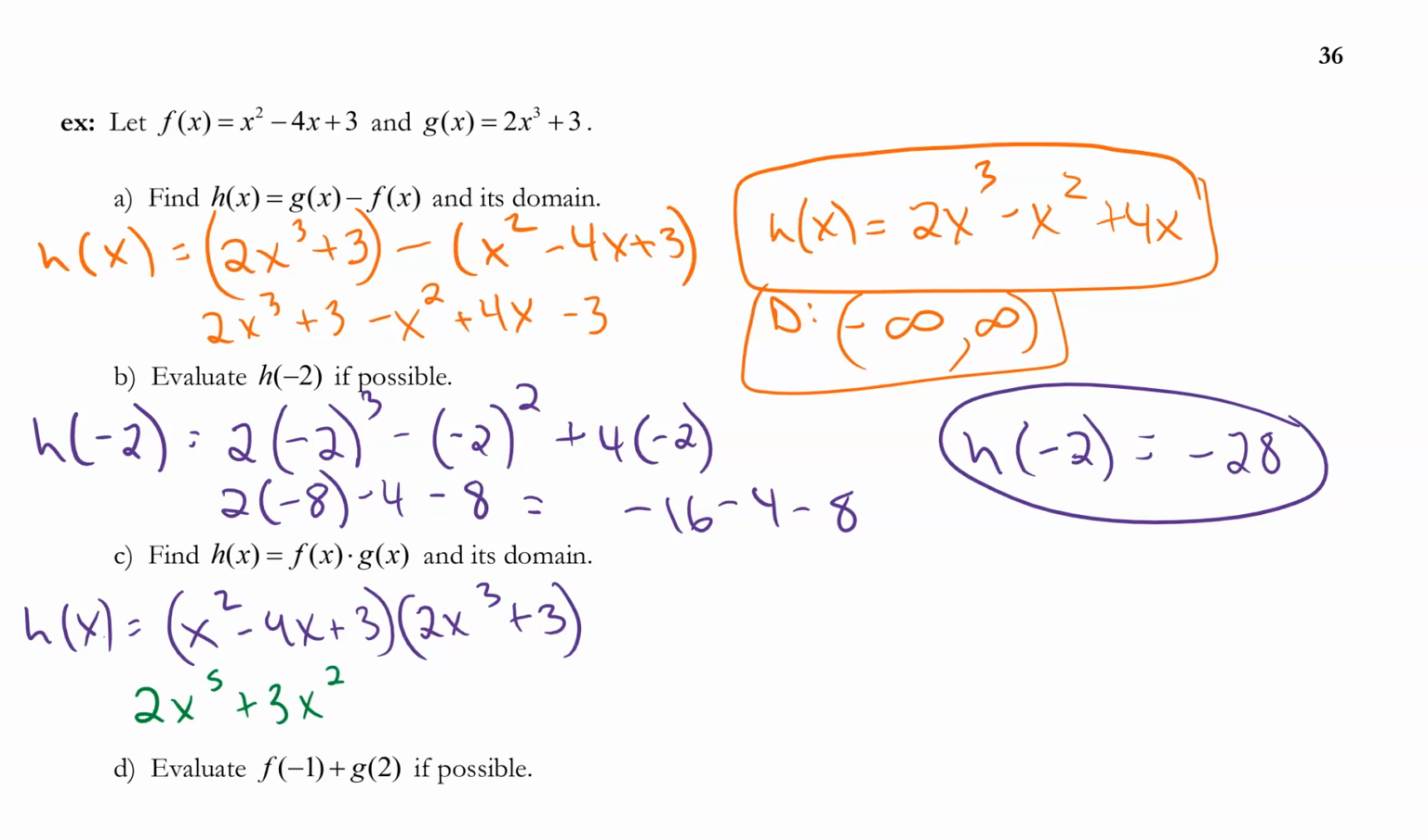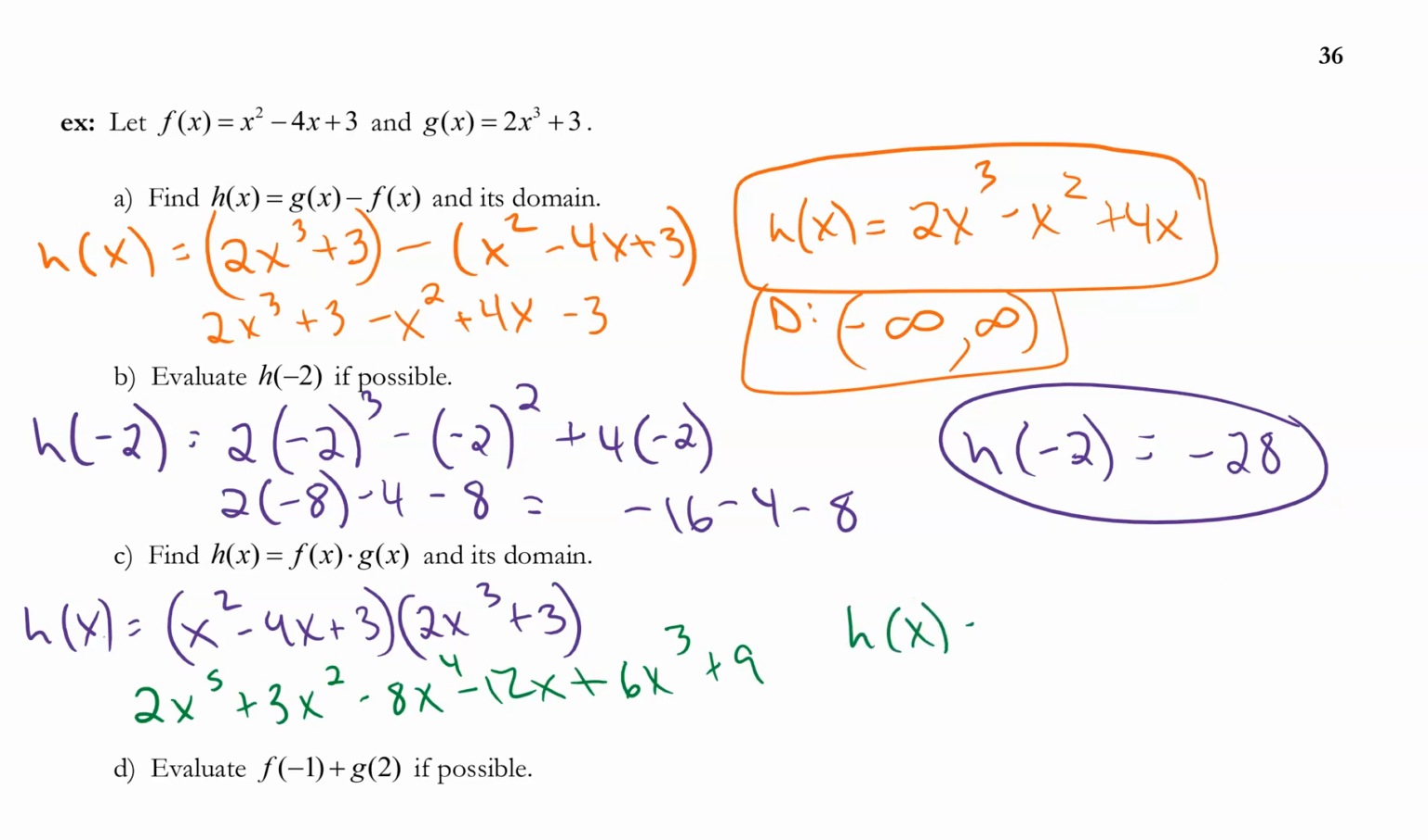Negative 4x times 2x cubed is negative 8x to the 4th. Negative 4x times 3, negative 12x. 3 times 2x cubed is plus 6x cubed. 3 times 3 is plus 9. Okay, now I just have to write it in order.